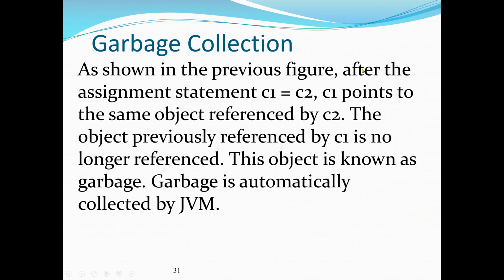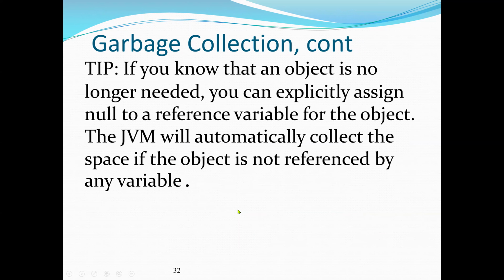As shown in the previous figure, after the assignment statement c1 equal to c2, c1 now points to the same object referenced by c2. So the object previously referenced by c1 is no longer referenced. This object is known as garbage. And garbage is automatically collected by the Java Virtual Machine. One tip: if you know that an object is no longer needed, you have an option. You can explicitly assign null to the reference variable for the object. Or the Java Virtual Machine will automatically collect the space if the object is not referenced by any variable.